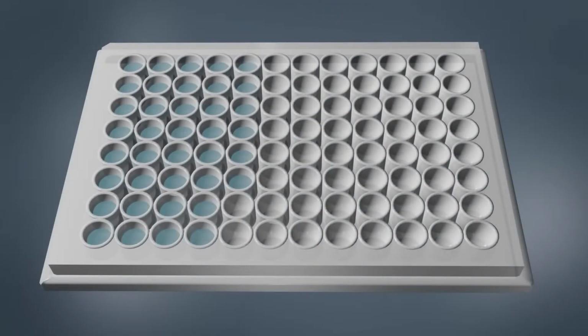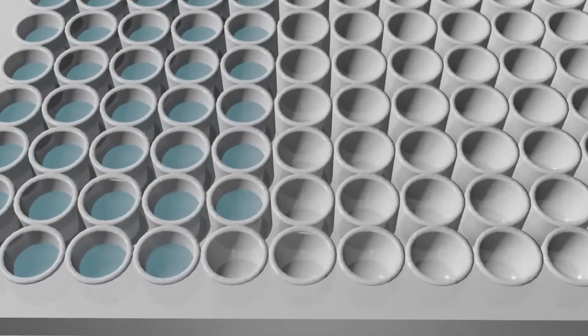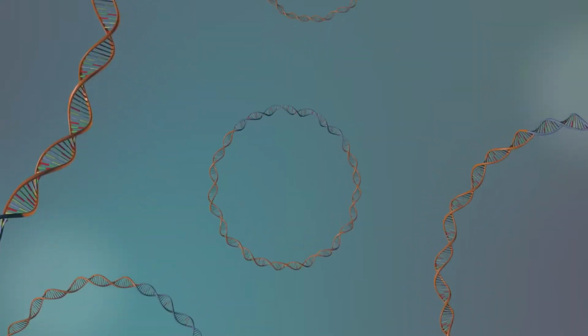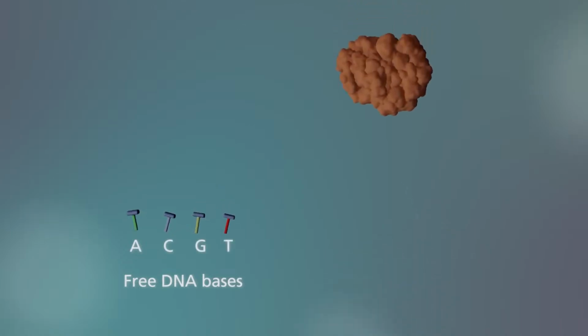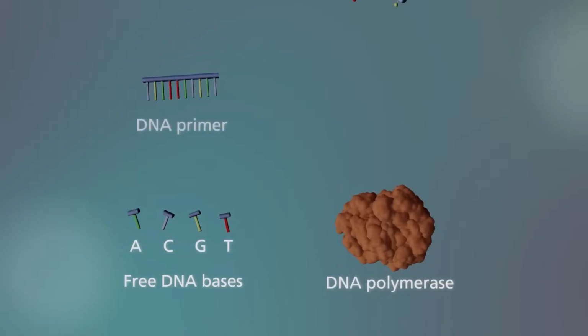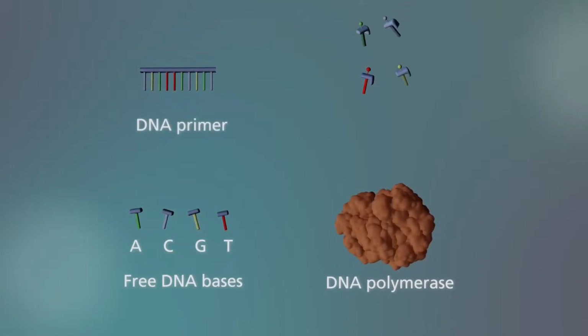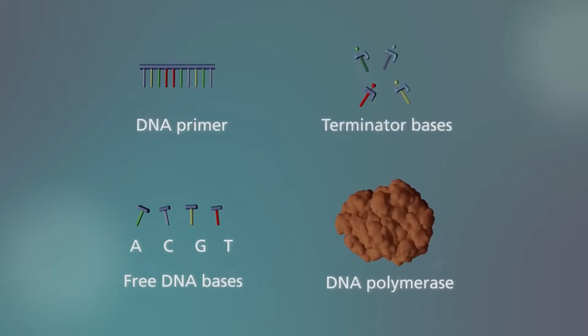The isolated DNA is transferred to a plate where the sequencing reaction will take place. A mixture of ingredients is added. These include free DNA bases, A, C, G, T, DNA polymerase enzyme, and DNA primers. Modified DNA bases labeled with coloured, fluorescent tags are also added. These are called terminator bases.